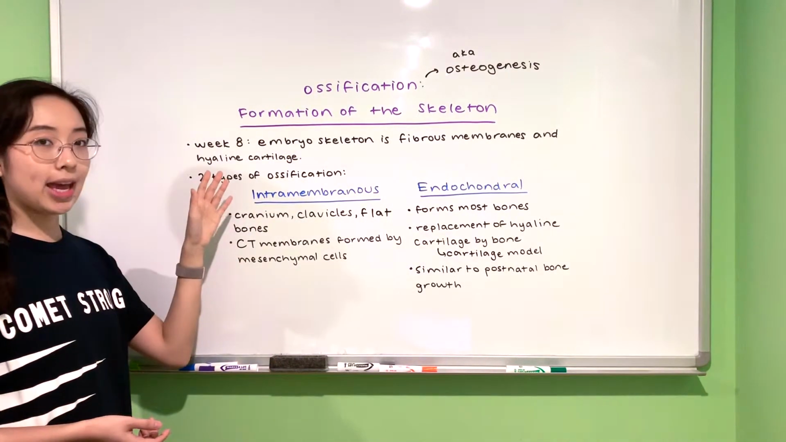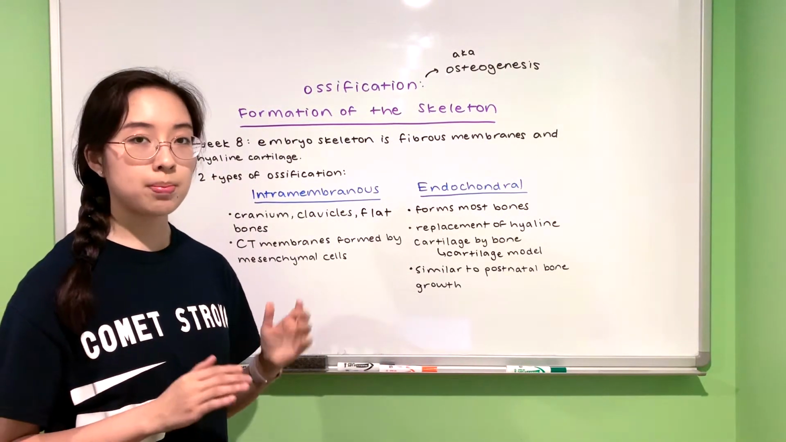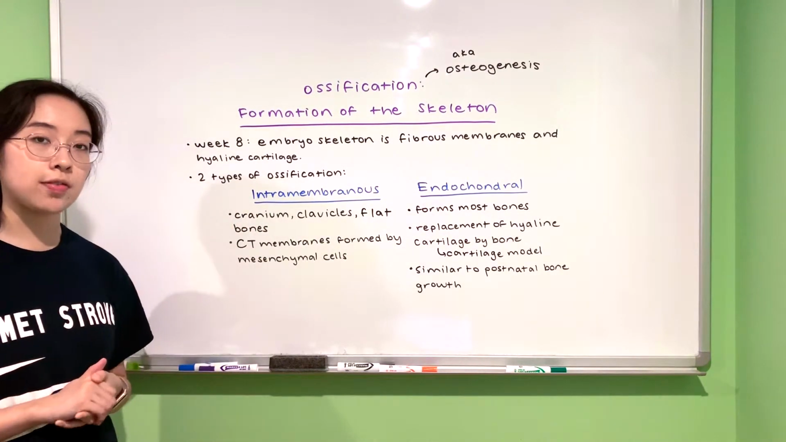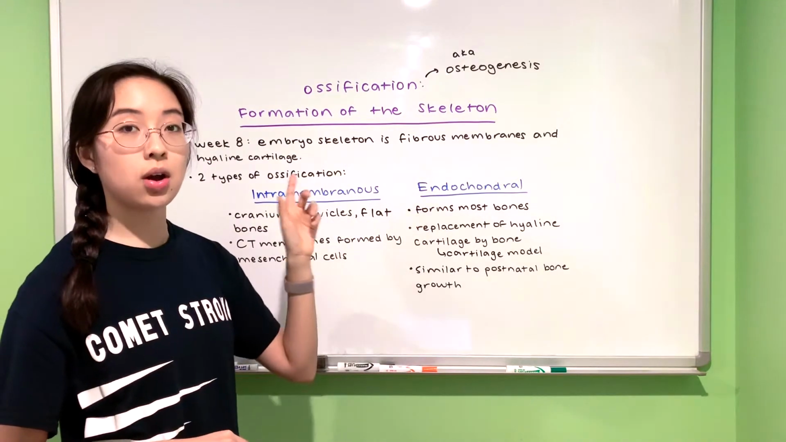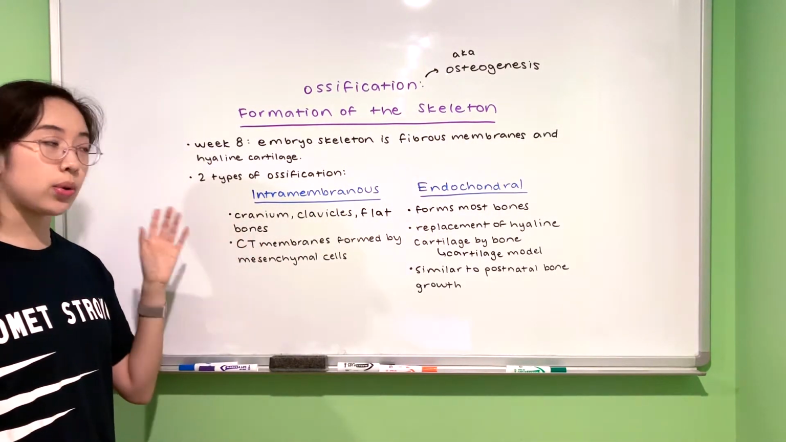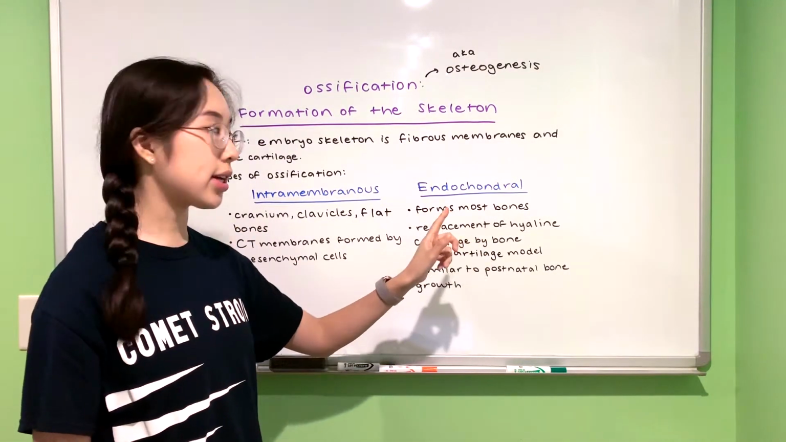So at week 8, the embryo skeleton is not actually composed of bone yet, it's just composed of fibrous membranes and hyaline cartilage, which are comparatively soft tissues. And around this time, this process of ossification also begins. So there are two types of ossification that we're going to be talking about: intramembranous and endochondral ossification.